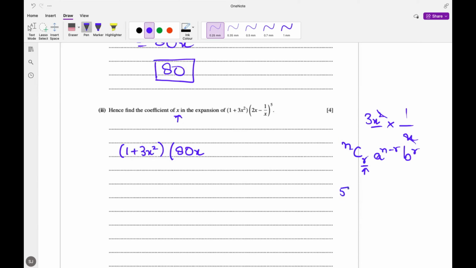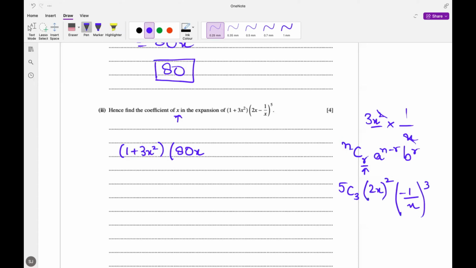So if I take 5C2, this will become a to the power 5 minus 2, and we have already applied this to give us a term in x. So let's take 5C3 instead over here. In place of a, we will have 2x to the power 5 minus 3, so this will be 2, and in place of b, I will have minus 1/x to the power 3.